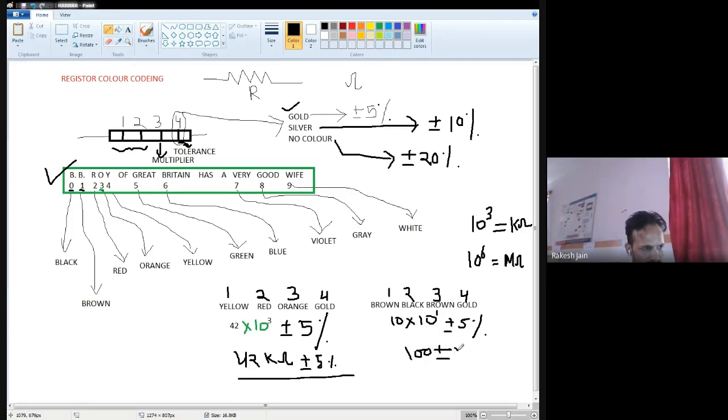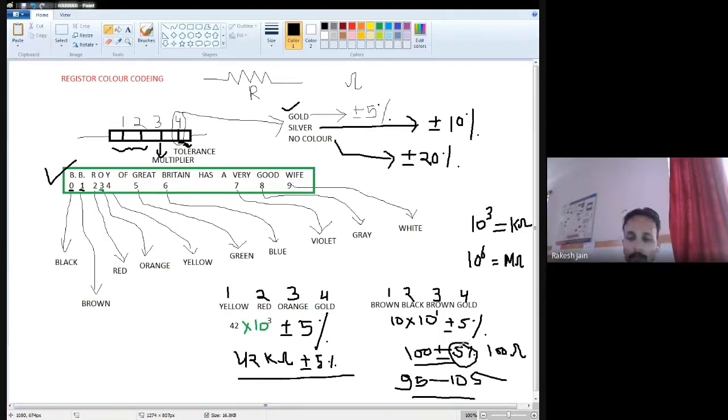So if someone asks you what is the value of the resistance, brown, black, brown and gold, you can say 100 ohm, it is 100 ohm. But when you check with the multimeter, it will show any value in between 95 to 105 ohm. Why any value in between 95 to 105? Because 5% tolerance is there.